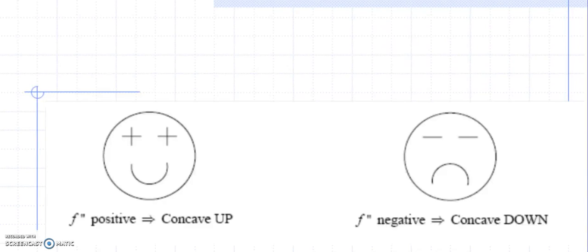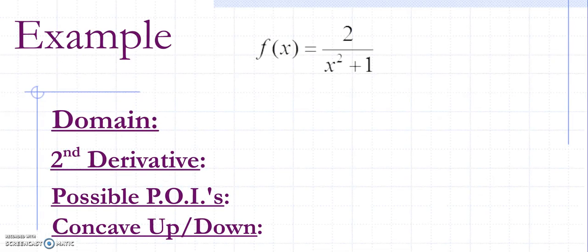Okay, here's a fun little way to remember concavity, because I'm all about fun and concavity. So f double prime is positive. That means we are concave up. And look at that, it's like a smile, right? And f double prime is negative. So that's concave down, which is like a frown. Frowns are negative, right? We don't want that. Okay, moving on.